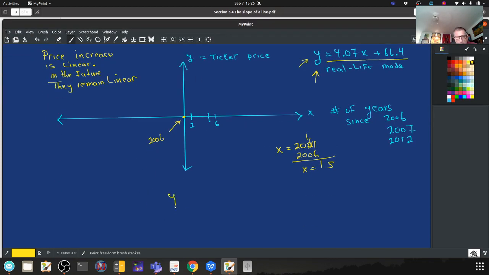So we have y is equal to 4.07 times 15 plus 66.4. Well, that turns out to be equal to, I've already done the math with the calculator, $127.45 is the predicted price in, what was the year? What is the year? 2021, next year.